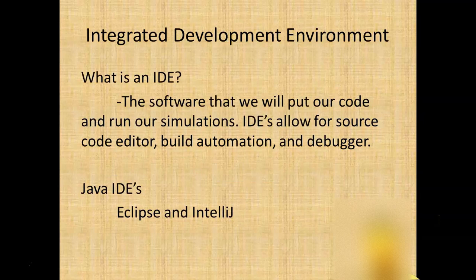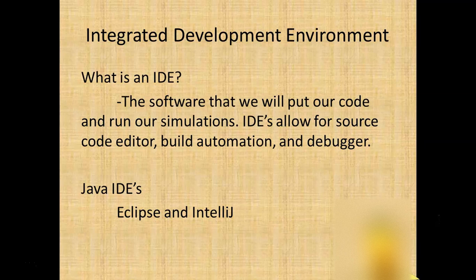Before I walk you through how to download the JDK and Eclipse, I'm going to talk about what an integrated development environment, or IDE, actually is. Once we've downloaded the JDK from oracle.com, we need to decide what IDE we're going to use. And what is an IDE exactly? It is the software we're going to use and where we're going to put our code and run our simulations. So it is obviously essential to what we're going to be doing. We're going to have to open up that software, and that's where we're going to be placing our code. We're not just going to be going into Notepad and putting code in there.